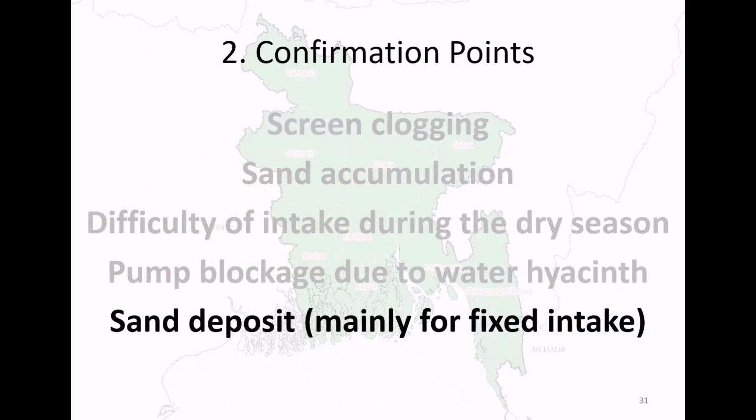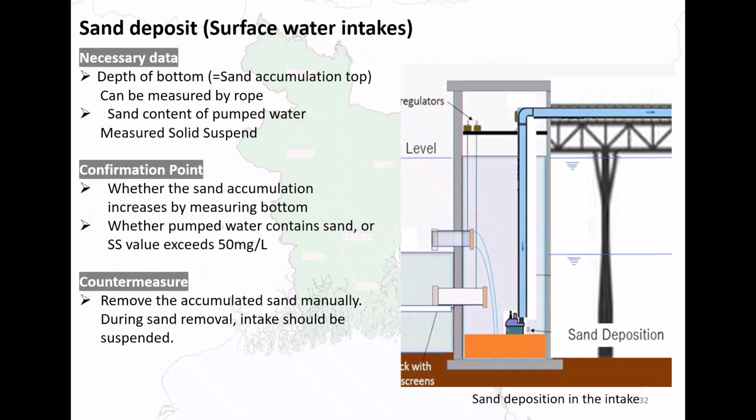The next confirmation point is sand deposit at fixed intake. As sand accumulates in a water well, it occurs in the intake tower as well. The accumulation of sand deposition blocks the suction of the pump, then the quantity of intake water is reduced. To diagnose it, depth of sand deposition or sand content of pumped water has to be confirmed. Since the diameter of the intake tower is relatively big, generally, deposit can be removed by manpower.